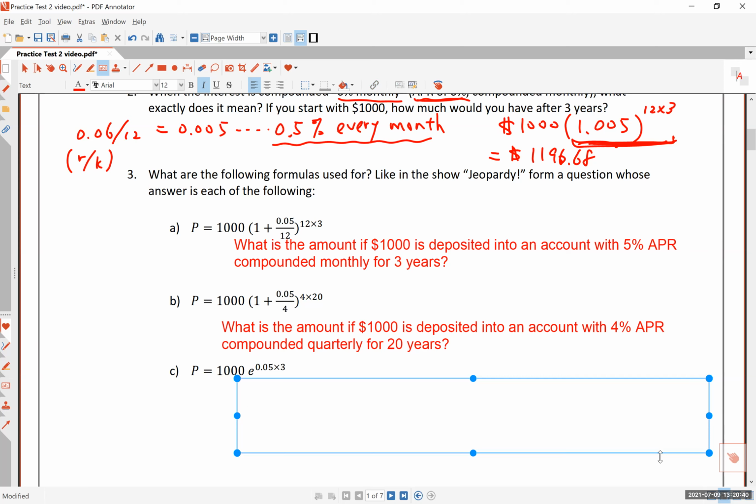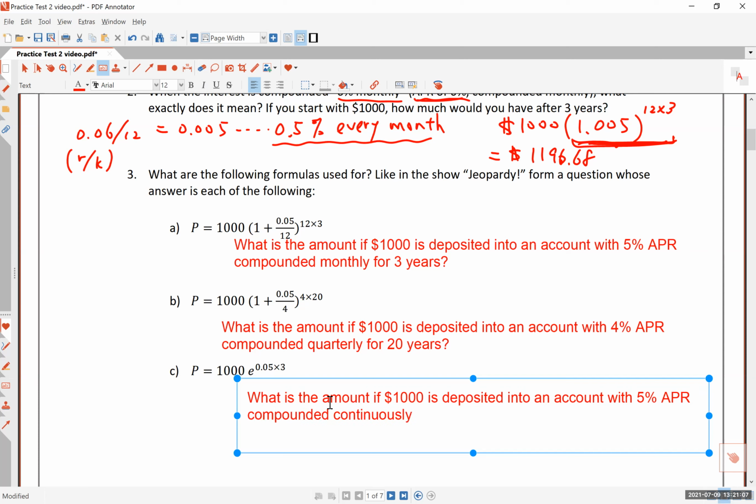All right, and the last one has this number E. So that is very clear. This is continuous compounding. Again, I am going to fix this. Future, what is the amount if $1,000 is deposited into an account with now what? Okay, 0.05, that's 5%. 5% APR, compounded continuously. Why continuous? Because of the number E in there. For how many years? 3 years.